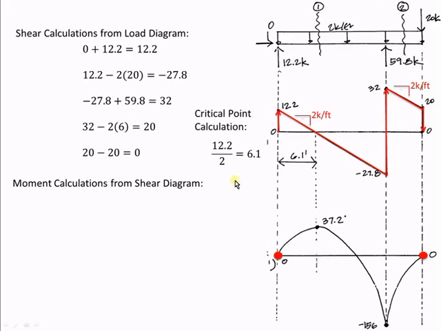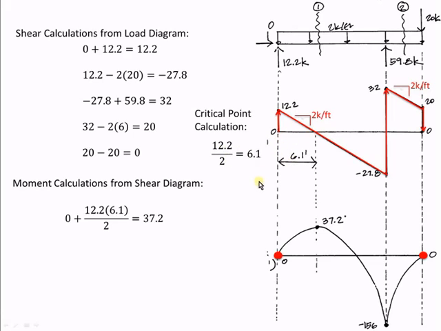Okay, but we want to figure out where the critical points are. We know that where shear is equal to 0, we can go ahead and figure out where that critical location is. And look at that. Instead of creating a whole formula, we know that this slope is 2 kips per foot. We know this is 12.2 kips, so we can figure out what this is quite easily. We just take the 12.2 kips divided by 2 kips per foot. The units will come out in feet, so we got 6.1 feet. Okay, so you take the magnitude of the triangle divided by the slope, and you'll get the base of the triangle.